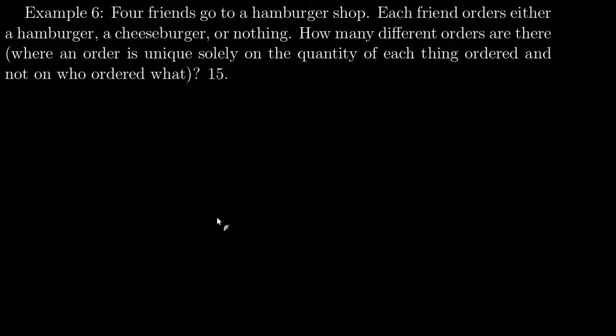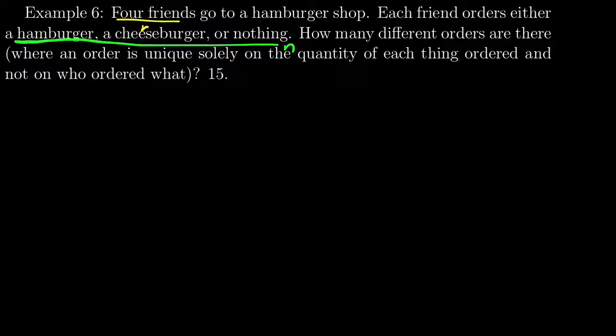And here's why. There are 3 unique possible orders. I'm assuming that these friends are not ordering more than one thing. They aren't ordering 2 hamburgers or 2 cheeseburgers. That would be a different problem. So 3 distinct objects, either hamburger or cheeseburger or nothing. I'll consider nothing a distinct order. That's n. There are 4 friends. That's r.